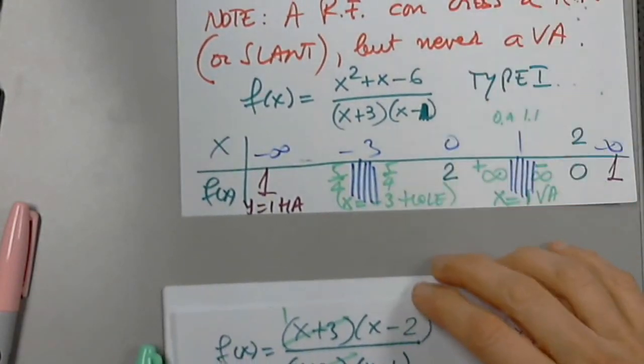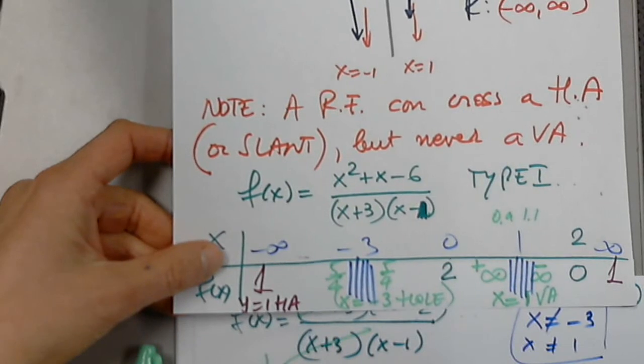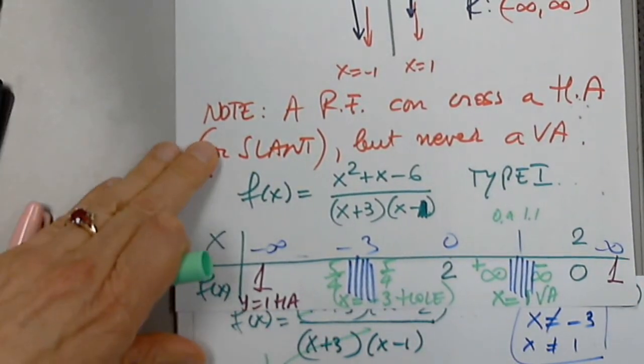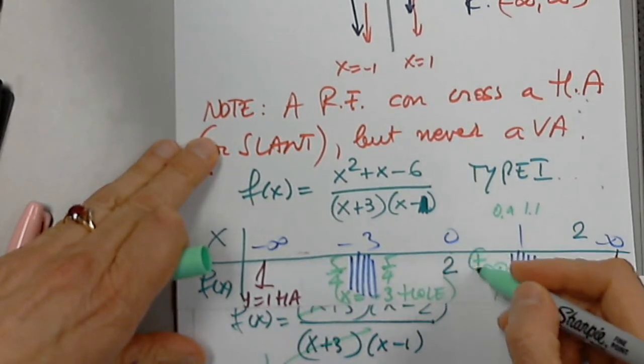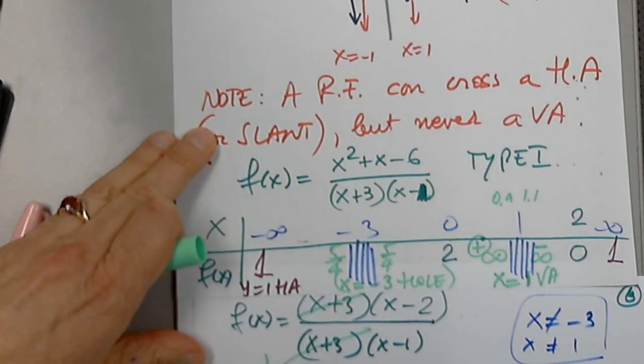Let's do that one more time, okay? Let's do it one more time with 0.9, correct? So 0.9 minus 2 is negative. 0.9 minus 1 is also negative. That's why this side is positive. Now with 1.1, 1.1 minus 2 is negative, but 1.1 minus 1 is positive.